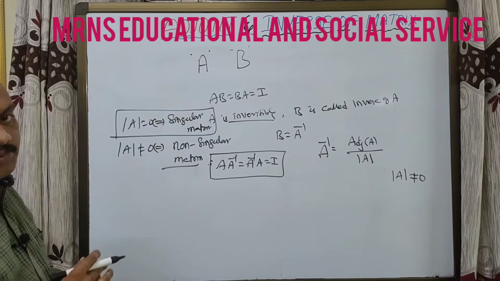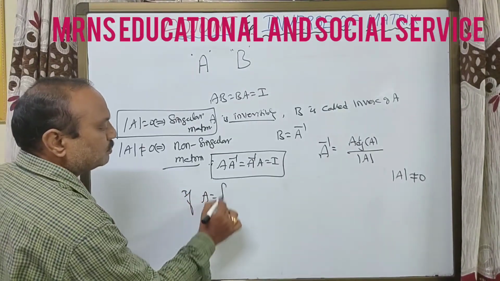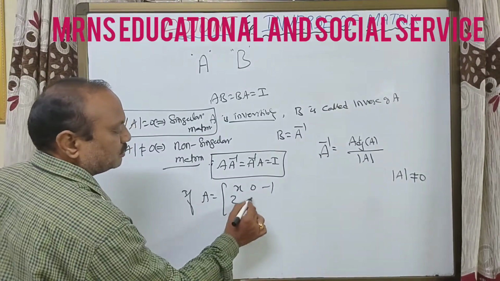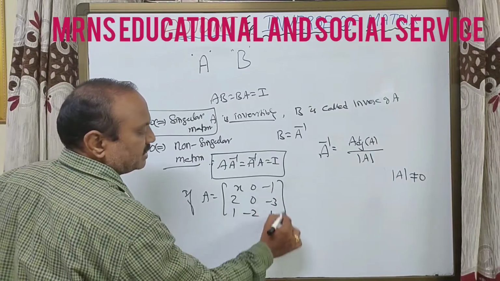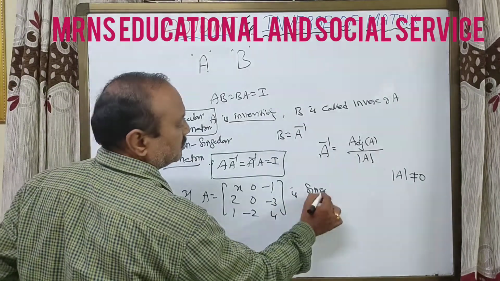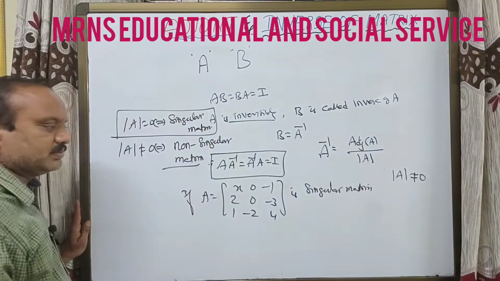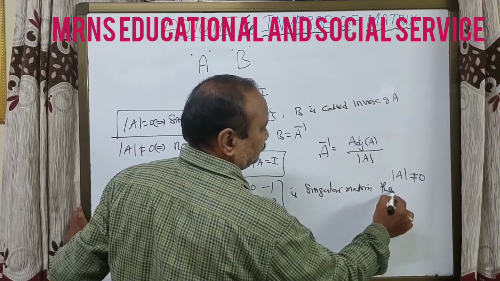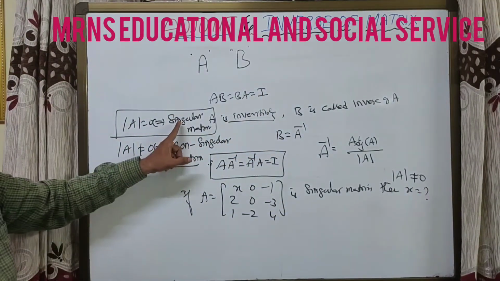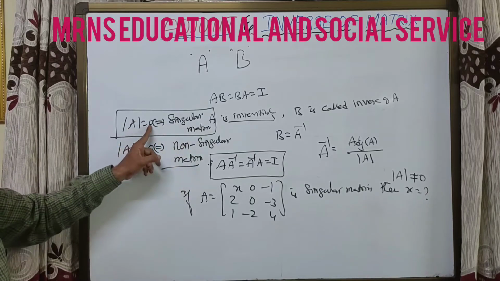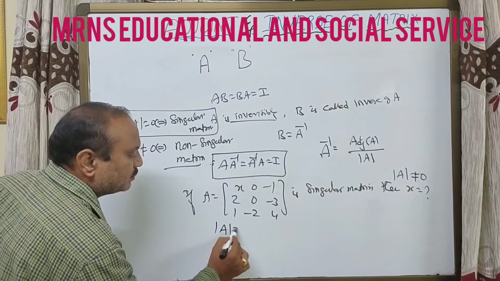Singular, non-singular, important. For example, if A equals x 0 minus 1, 2 0 minus 3, 1 minus 2, 4 is singular, then x equals? This is very important from the MCET point of view. Just now I told you, for a singular matrix, the determinant of the matrix is equal to 0. That means it is singular, so det A equals 0.